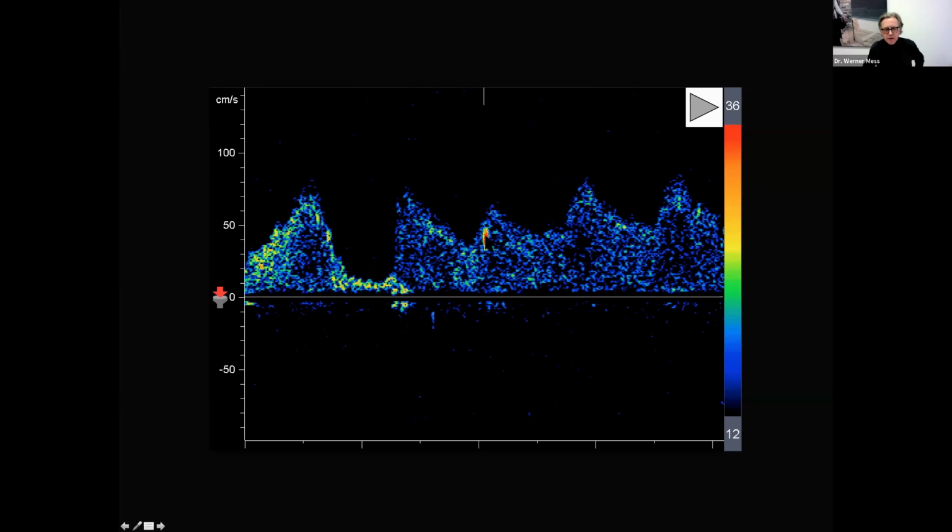And the interesting thing here is when you look at the velocity of the embolus, which is something like 40 centimeters per second, and you take the time into account and you know the distance from the internal carotid artery to the middle cerebral artery, which is approximately 30 centimeters, then you can easily see that this embolus has been dislodged by touching the plaque here indirectly.